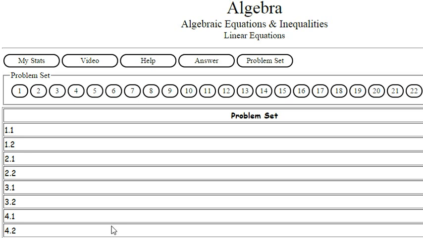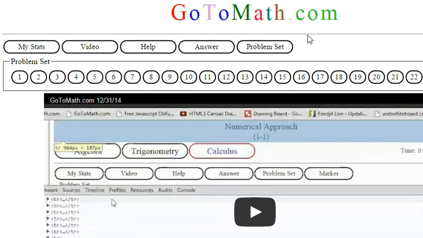Alright, so we're over here at gotomath.com. We're chipping away at it a little bit at a time, and I'll see you in the next problem.